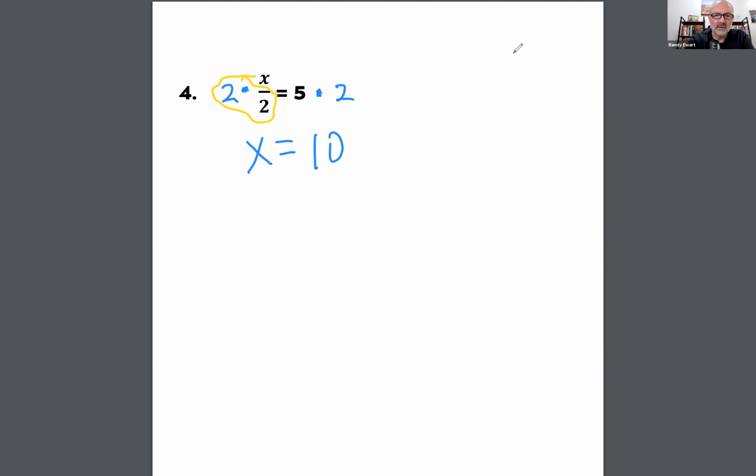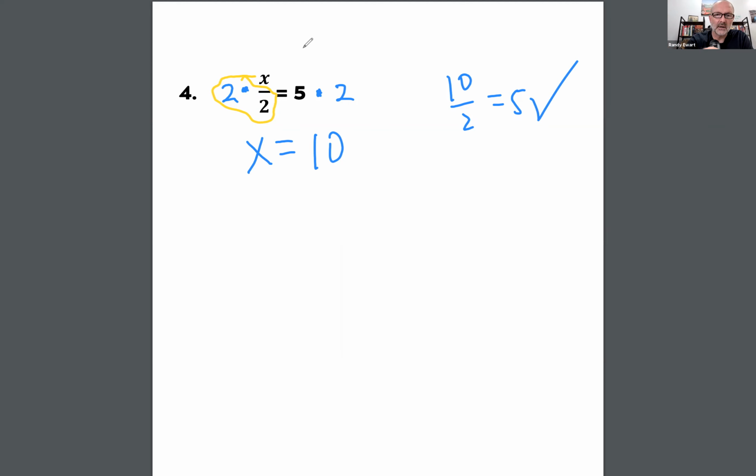Let's check that. If we write the original equation, but I'm going to change the x to 10 because that's what I figured out the answer to be. Is 10 divided by 2 equal to 5? Check.